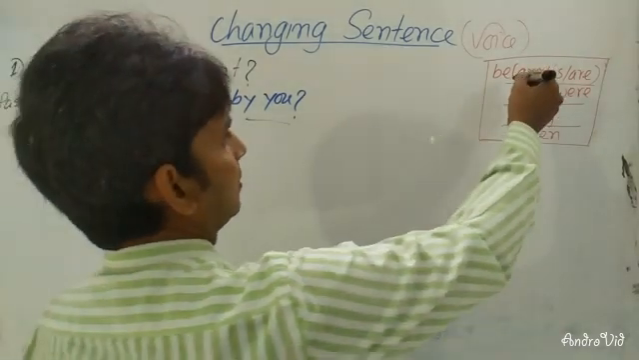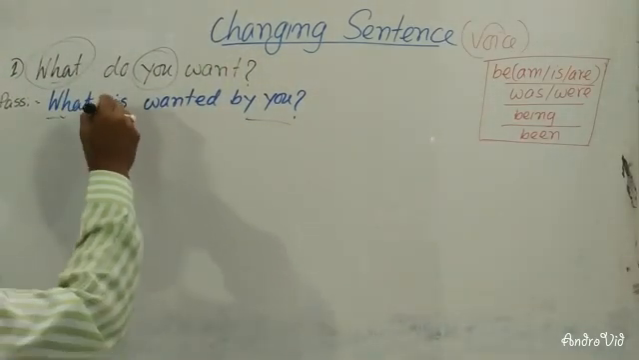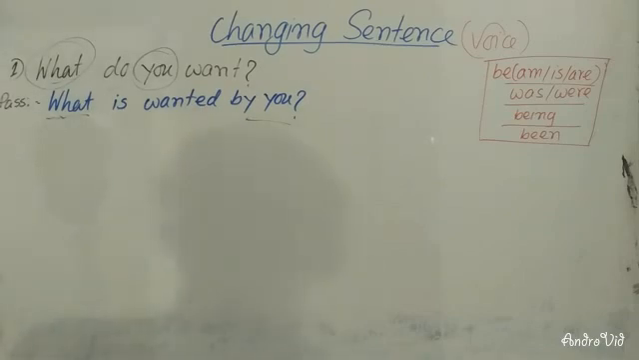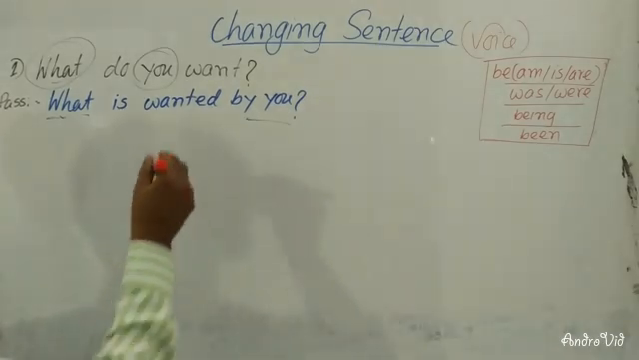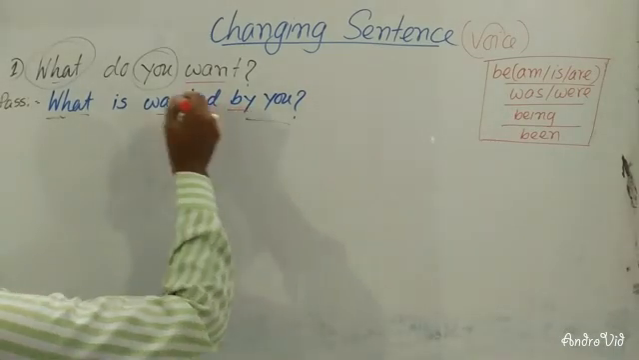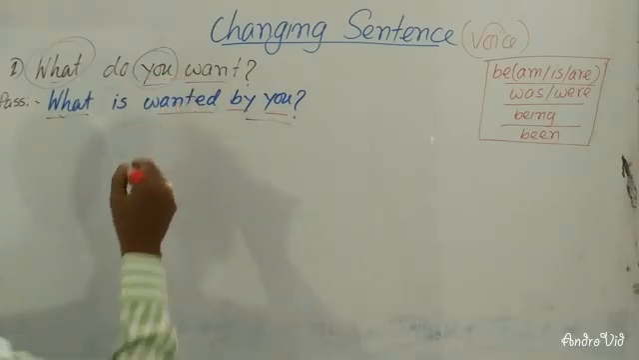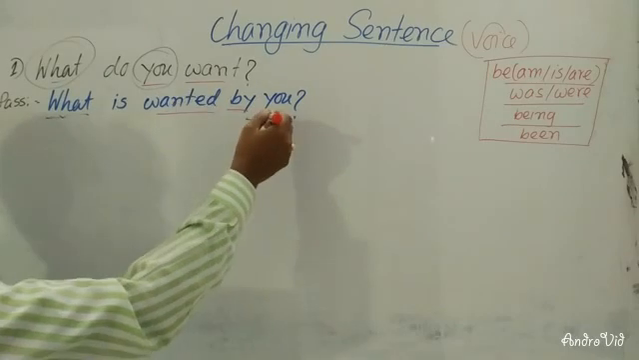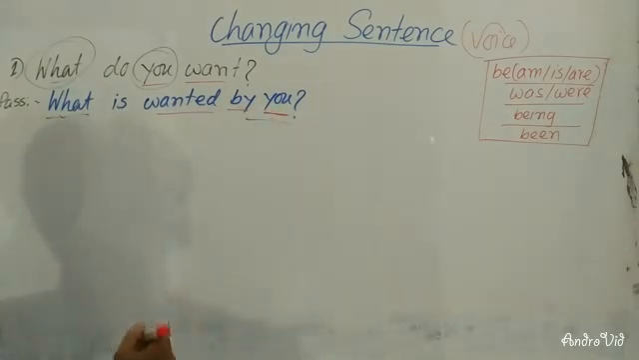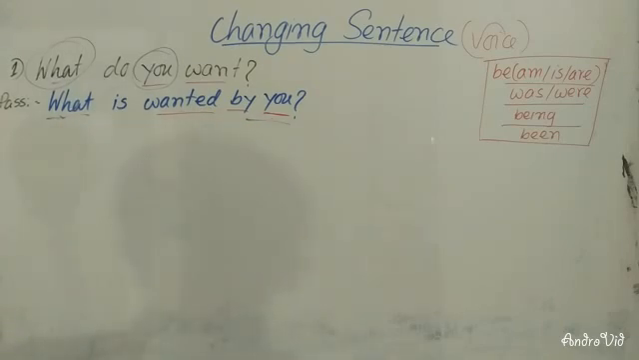You will have to take be verbs, meaning am, is, are. So with what, you will have to use is, and as want is the present form of the verb, you will have to write wanted in the past participle form, and then write the preposition by, then the object. The subject's objective form will be used. The subject here is you, so you will have to write the objective form of you, which is you. So what do you want is what is wanted by you. Now I hope it is clear to you.